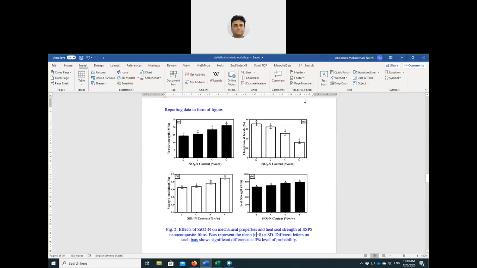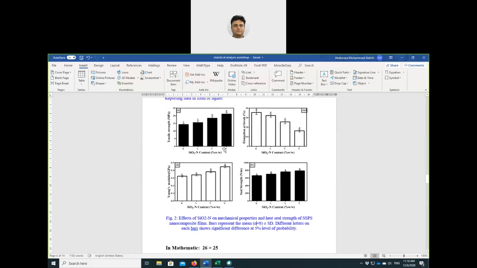This one is the error bars. How to put the error bars on the chart? If you want to report it as a figure, you need to report mean plus minus standard deviation. Here is a different figure. Mostly I use GraphPad to do this. It's very clear, and I like this type of standard deviation and also the error bars.